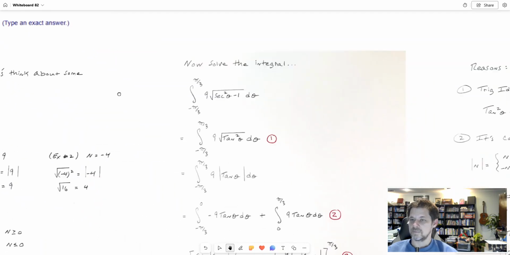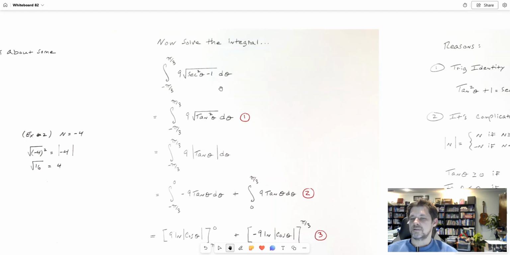So here we go. I aim to solve this integral. As it is, I don't really have any way to work it. This expression, root secant squared theta minus 1, is a little bit too complicated for me to do anything with. You might say, well, at this point, what techniques have we learned for integrals? You can solve integrals directly by some known formula.